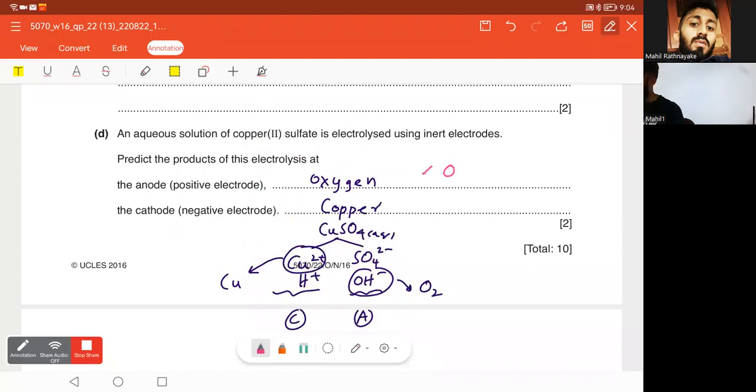Here 4OH- becomes O2 plus 2H2O plus 4e at the anode. At the cathode, Cu2+ plus 2e becomes Cu.